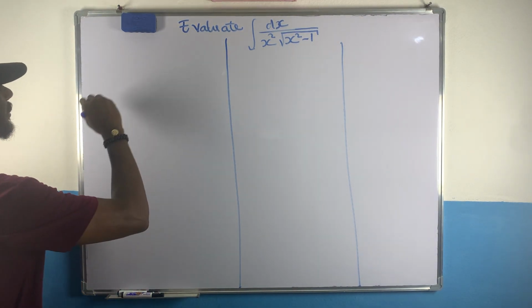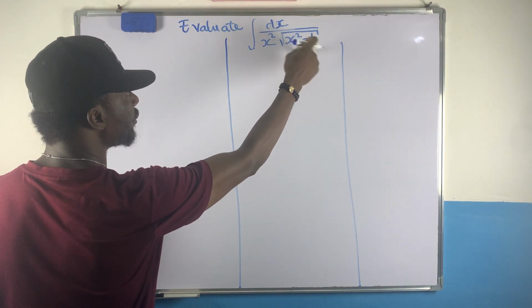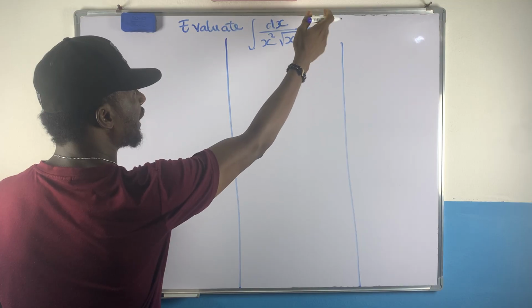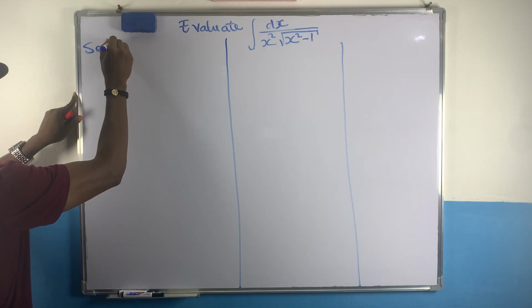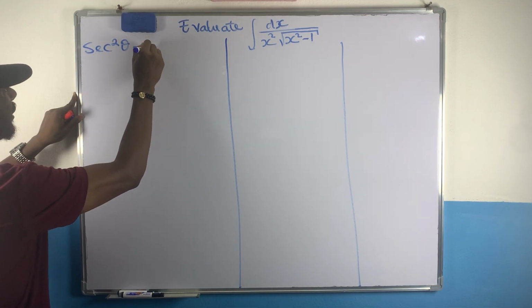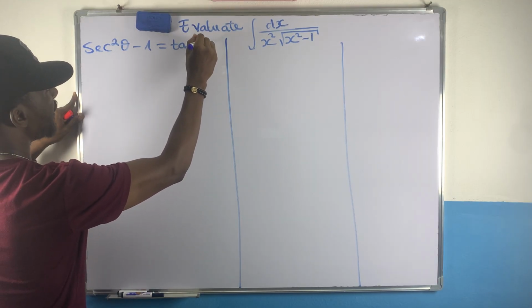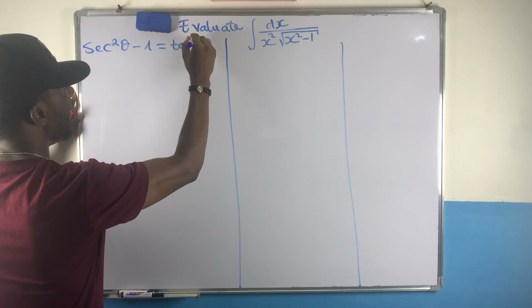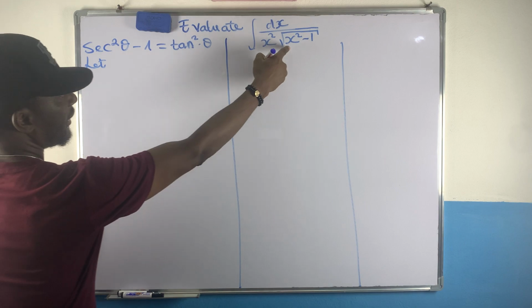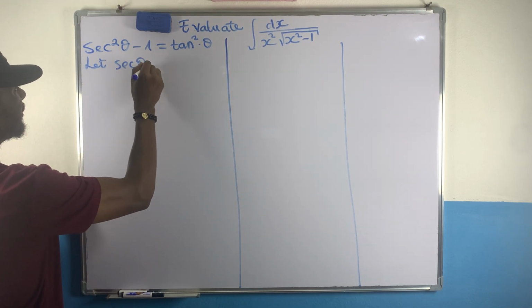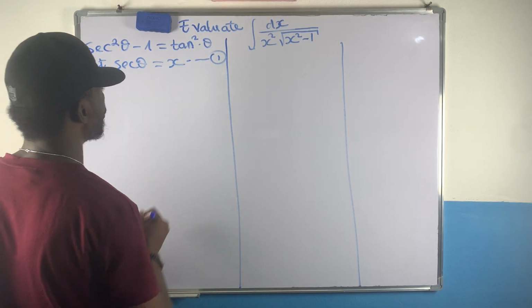So let's proceed by using the identity of sec theta here, which will give us tan squared theta. The root of tan squared theta will give us tan theta. So we say sec squared theta minus 1 is equal to tan squared theta. So this is the identity that we are going to be using. So we say, let sec theta be equal to x, which I can call equation 1.